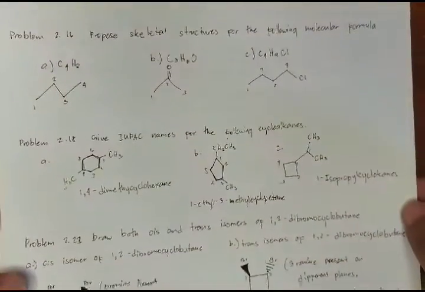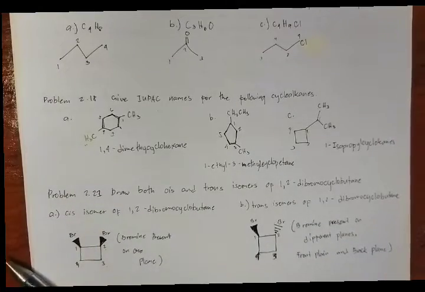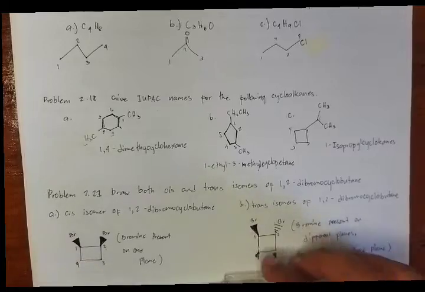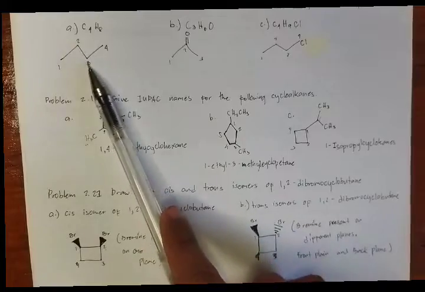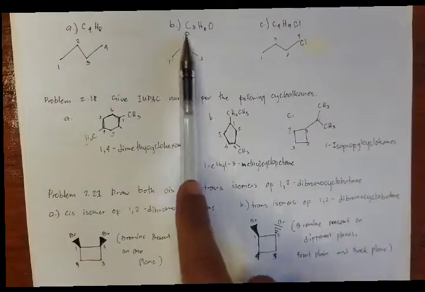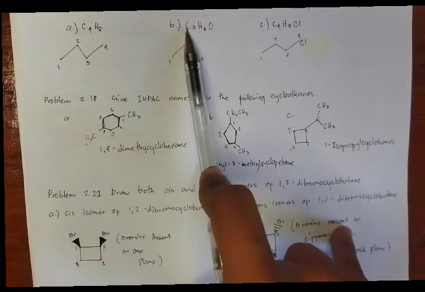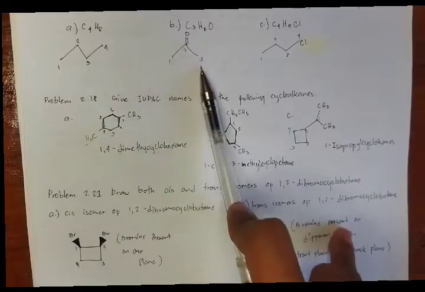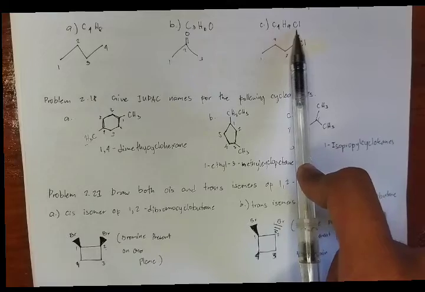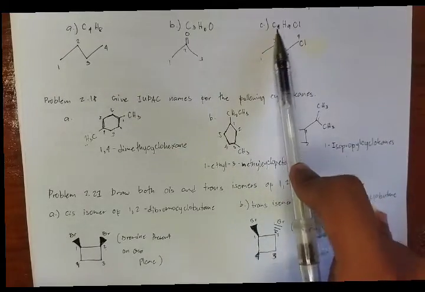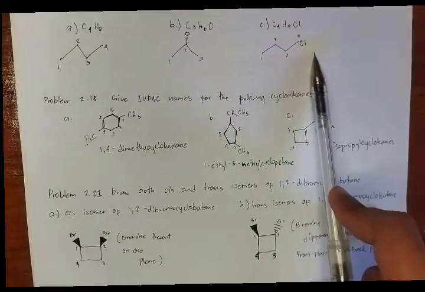And moving to problem 2.16, propose a skeletal structure for the following molecular formulas. We have here C4H8, so C4 would be a 1, 2, 3, 4 carbon chain. Here in B, we have C3H6O, with an oxygen. So again, a 3 carbon chain, 1, 2, 3. And C4H9Cl, with chlorine. So C4 would be a 4 carbon chain, 1, 2, 3, and 4.